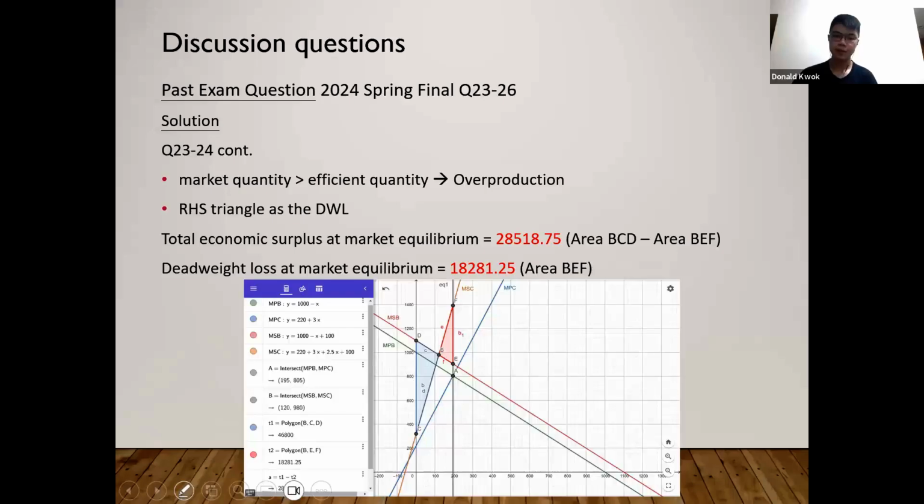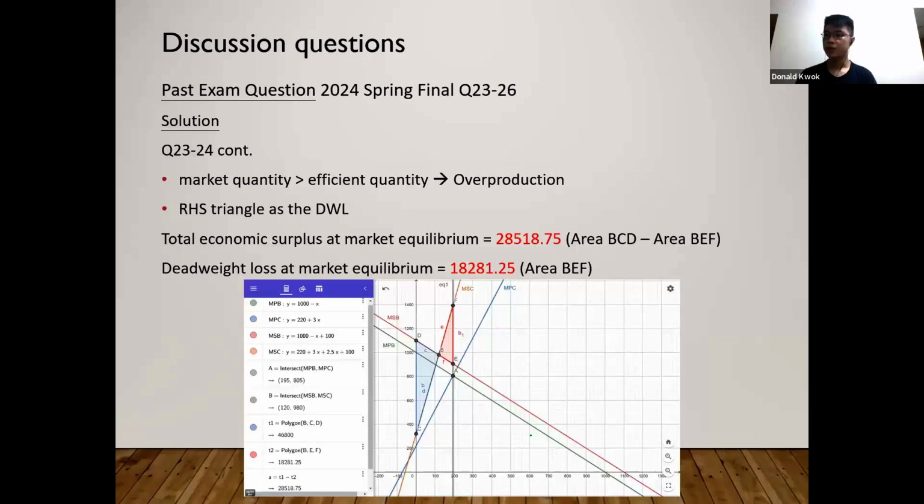Okay, so the deadweight loss here, the red triangle, is the area constrained by the marginal social benefit and marginal social cost until the market equilibrium level. So let me repeat. The deadweight loss is the area constrained by the marginal social benefit and marginal social cost until the market equilibrium level. So this red triangle will be the deadweight loss at the market equilibrium. So to find the total economic surplus, it is simply the maximized level minus this deadweight loss. Okay, so this is how we can complete the first two questions.